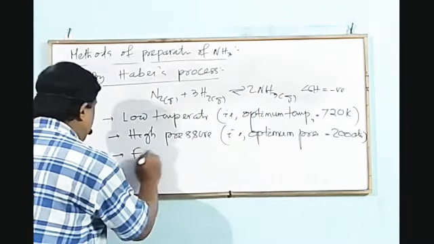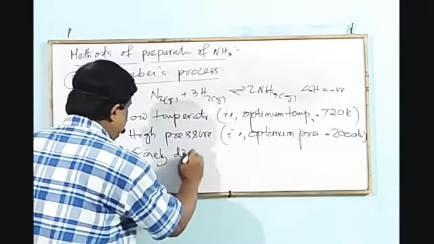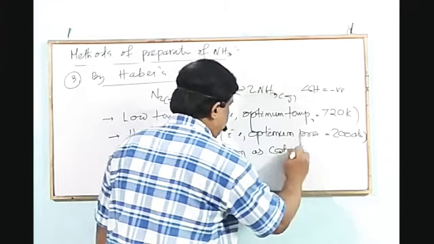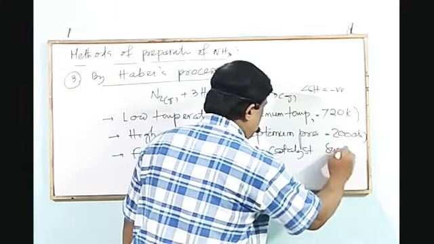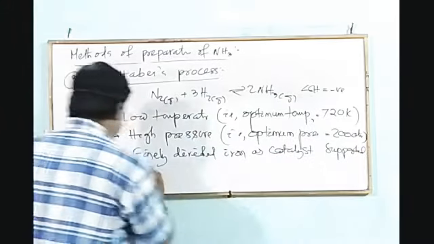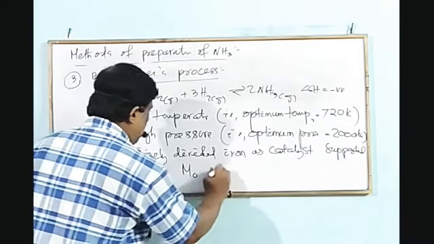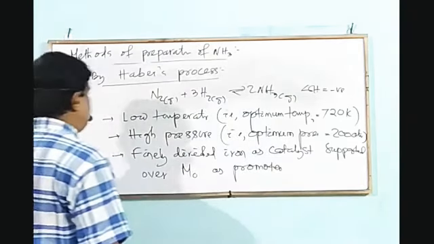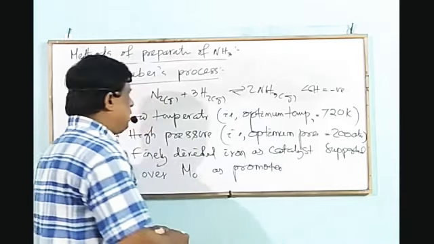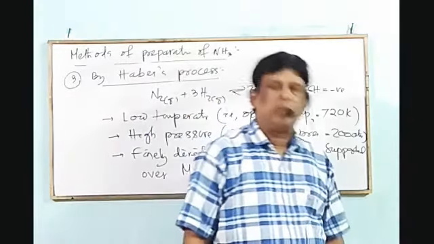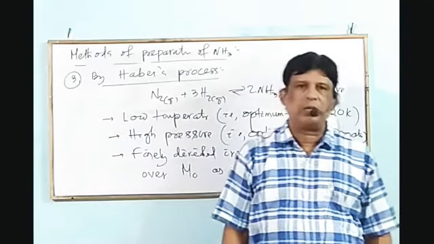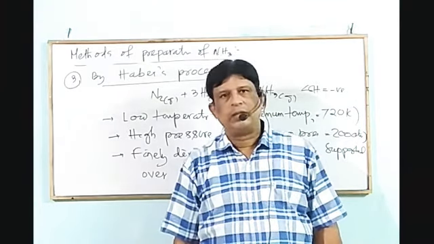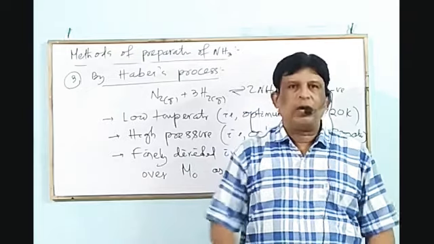Next, finely divided iron as catalyst, supported over molybdenum as promoter, and pure nitrogen and hydrogen gas. These are the favorable conditions for maximum yield of ammonia by Haber's process. It is all about the method of preparation. Next, switch over to the properties of ammonia.